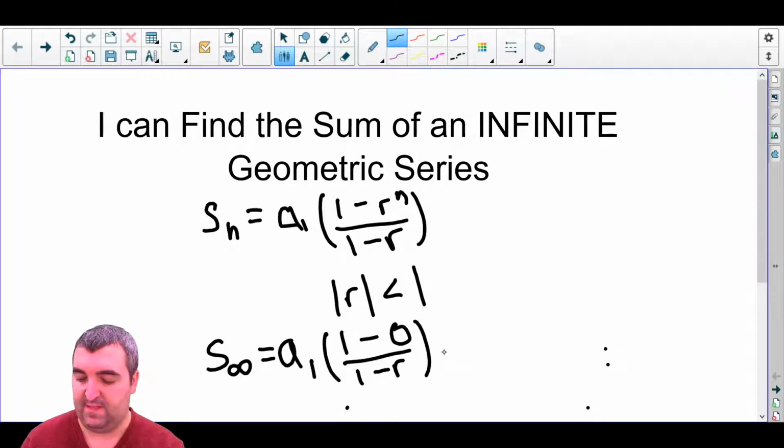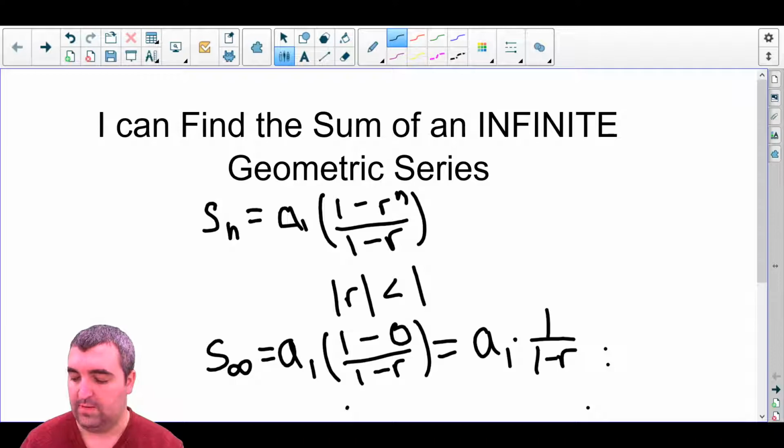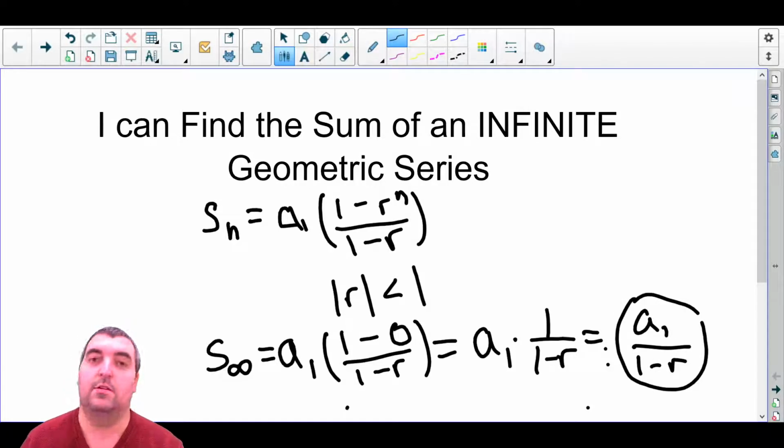So if we simplify this, we'll get a sub 1, the first term, times 1 over 1 minus r, which we can simplify even a little bit more to just a sub 1 over 1 minus r. So this right here is the formula for finding the sum of an infinite geometric series.